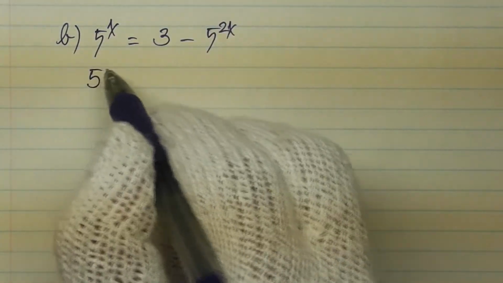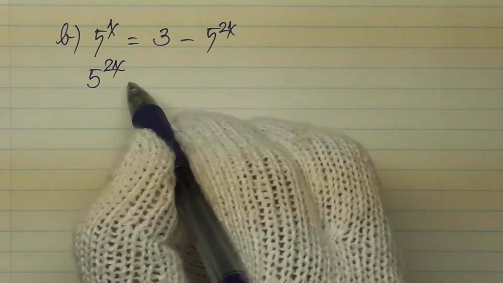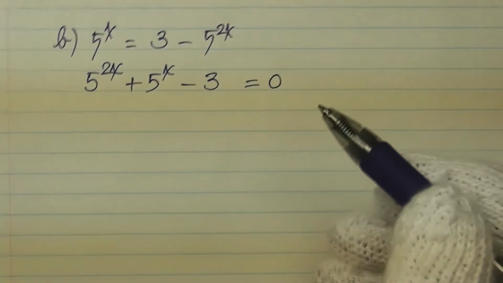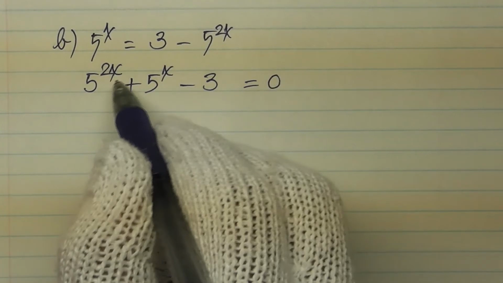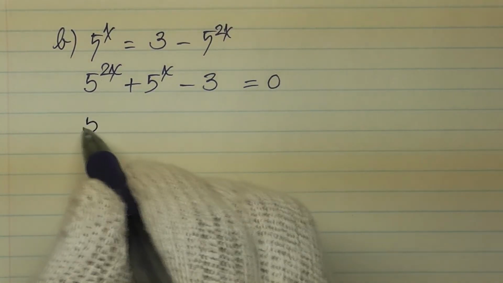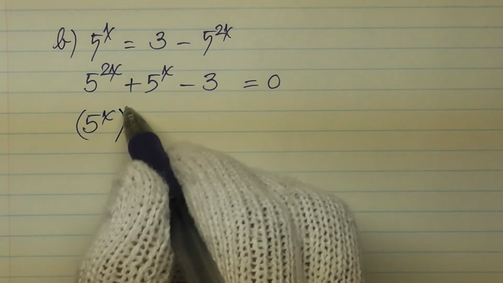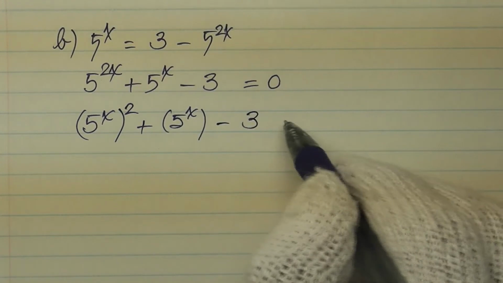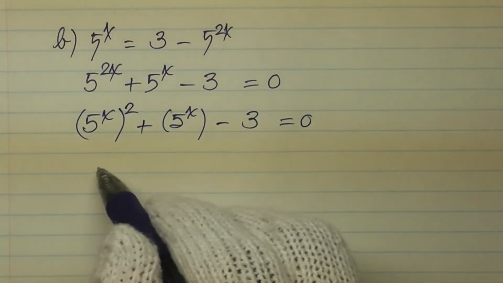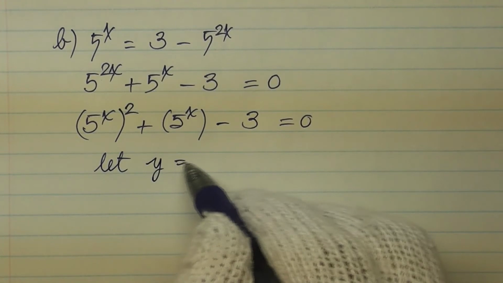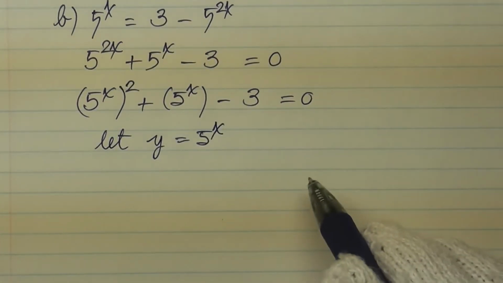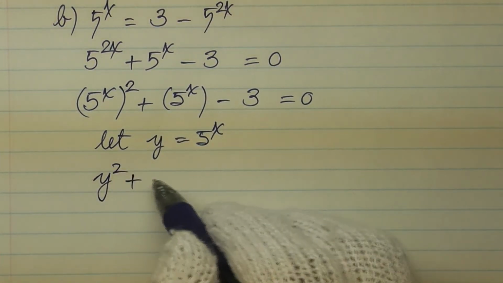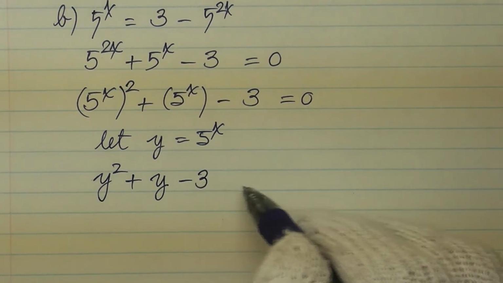I'm going to bring this to the left side. It's going to become 5 to the x positive plus 5 to the x, which is already there, minus 3 equals 0. 2 times x is the same as x times 2, so I can write that as 5 to the x squared plus 5 to the x minus 3 equals 0. I'm going to use a substitution, and I'll let y equals 5 to the x. This is going to give me y squared plus y minus 3 equals 0.